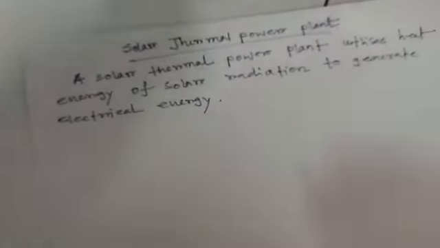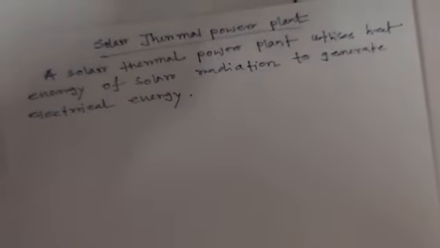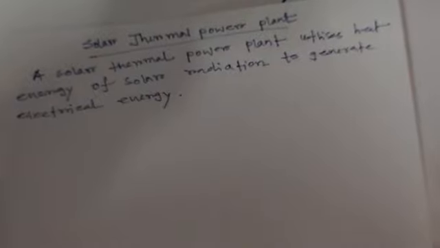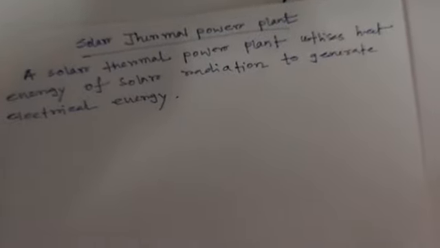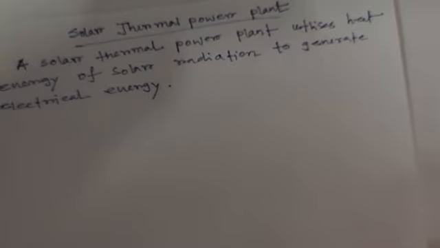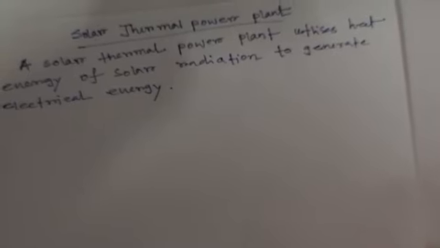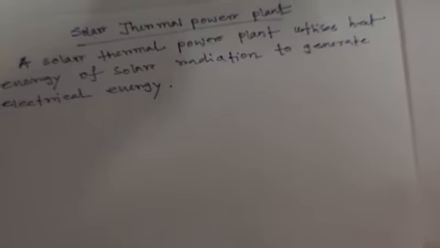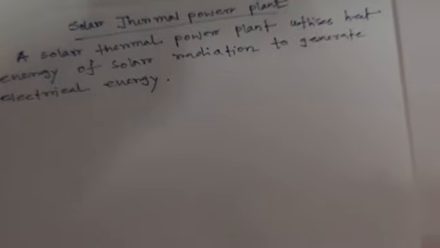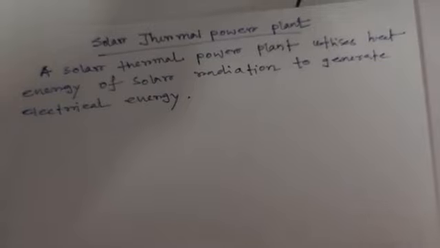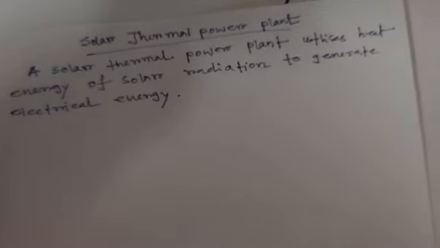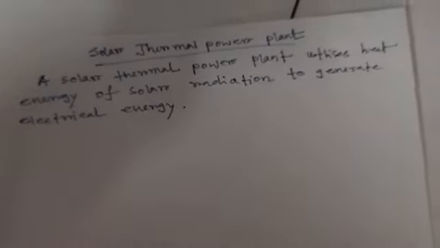That means a solar thermal power plant utilizes which type of energy? Solar energy is utilized. The solar radiation or solar energy is utilized to generate electrical energy. These types of plants are called solar thermal power plants. Firstly, I introduce what a solar thermal power plant is.